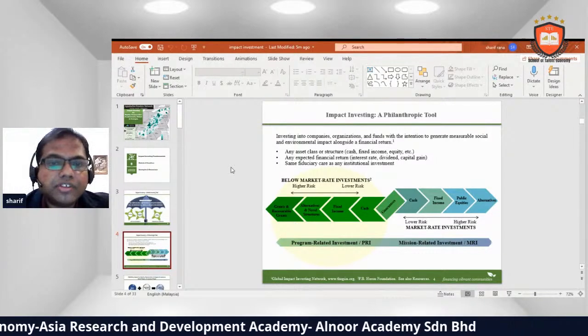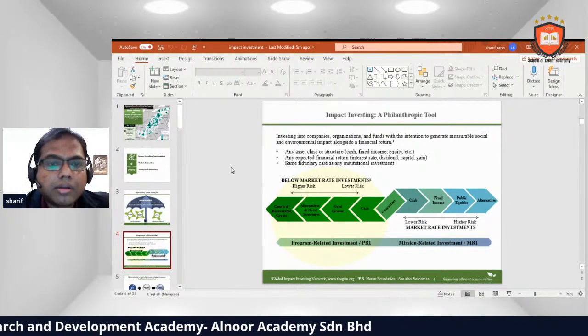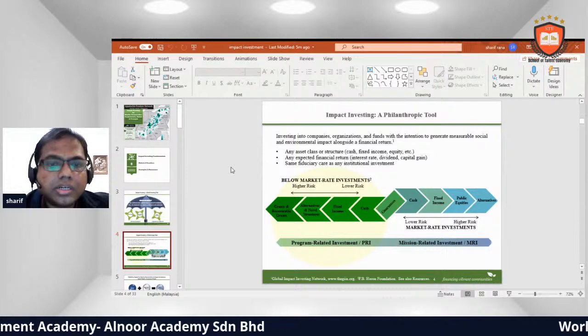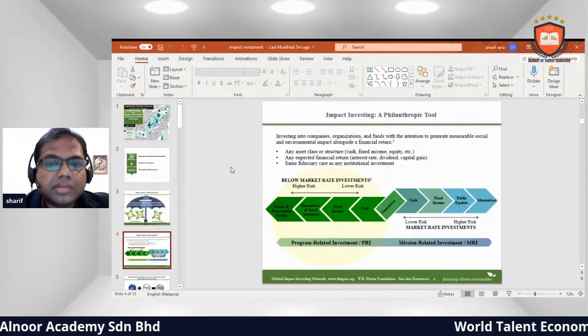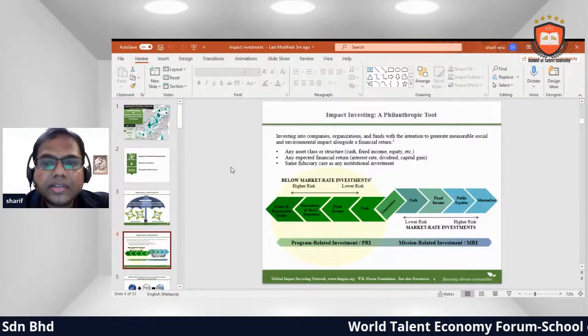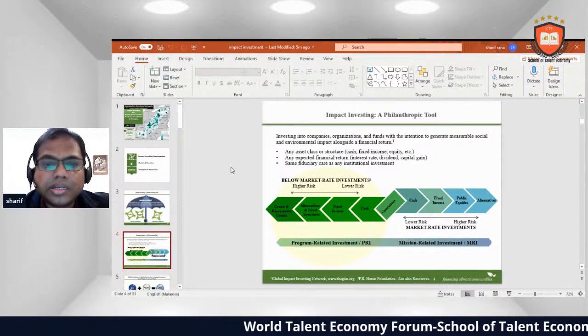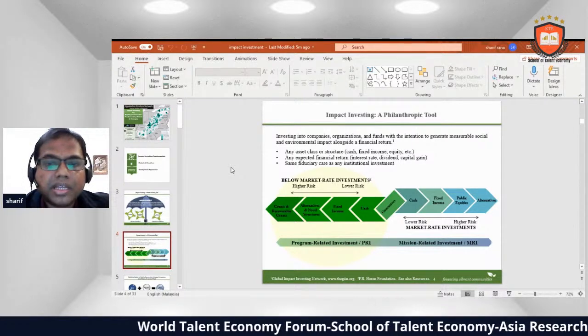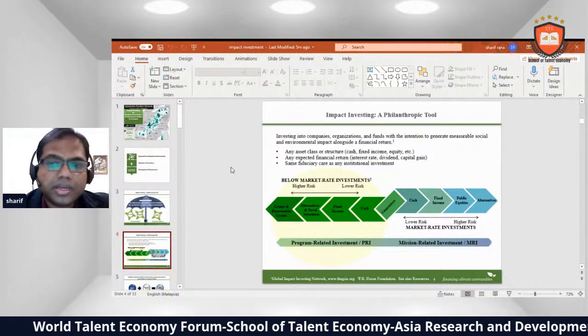Below market rate investments: grants and recoverable grants, alternative and novel structures, fixed income, cash, guarantees, public requirements, alternatives, program related investment (PRI), and mission related investment.